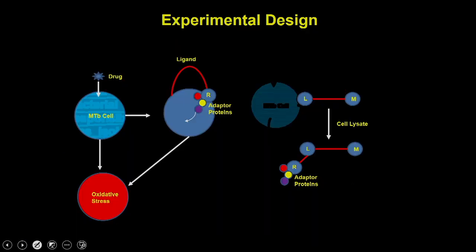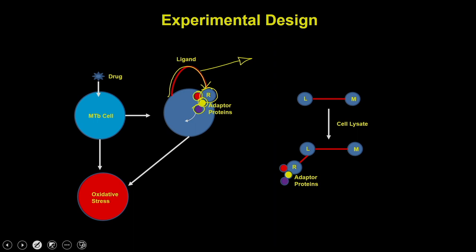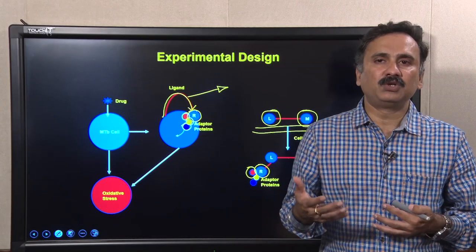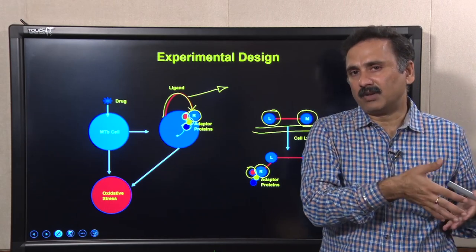Now, in the experimental design, if you want to address this question, the issue is that a ligand is produced which binds to the receptor, and the receptor additionally binds to the adapter protein. In the first step, you can generate an affinity column which contains the ligand coupled to the matrix, and then you take the bacterial lysate and incubate it with that. The lysate is going to bind the receptor and the adapter proteins, and then you wash the column for some time, and it is going to give you the receptor as well as the adapter proteins.